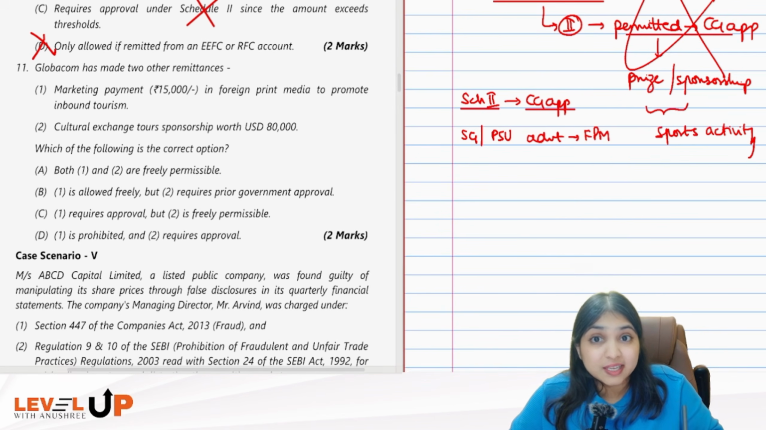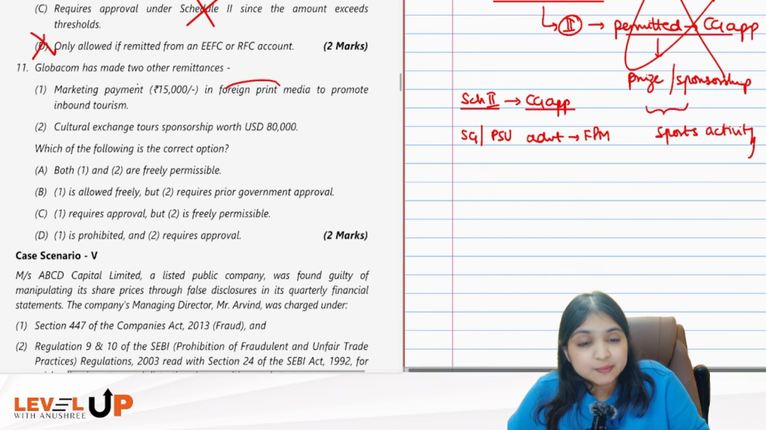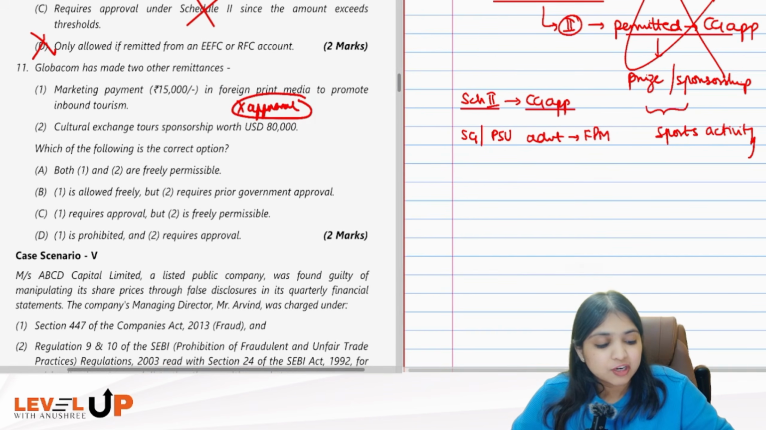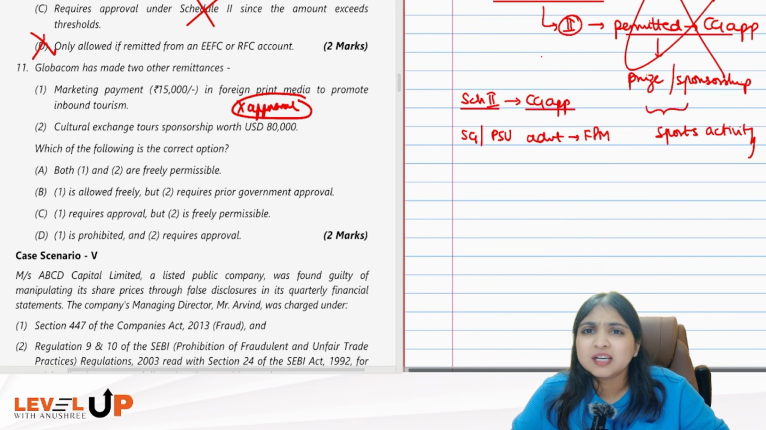But here, is the entity the state government? Is the entity a PSU of the state government? No. So even though they are making an advertisement in foreign print media, no approval is required guys. They can freely do it. No approval will be required. Central government approval will be required only if this foreign print media advertisement is done by the state government or its PSU. Here it's not by the state government, not by the state government's PSU. So it will not come under Schedule 2. No central government approval is required. Freely we can do it.